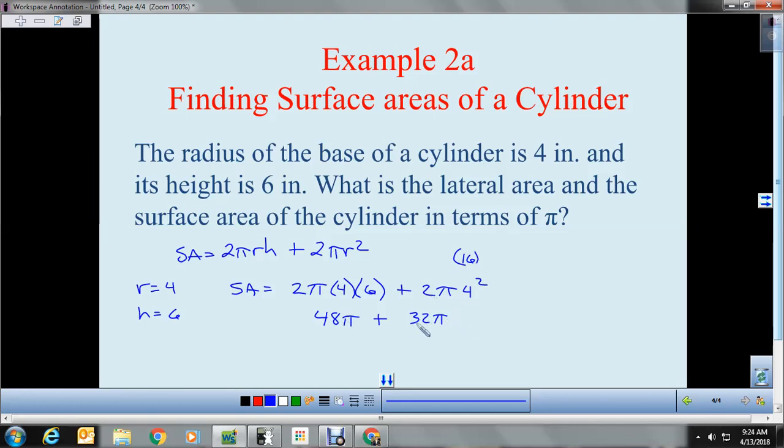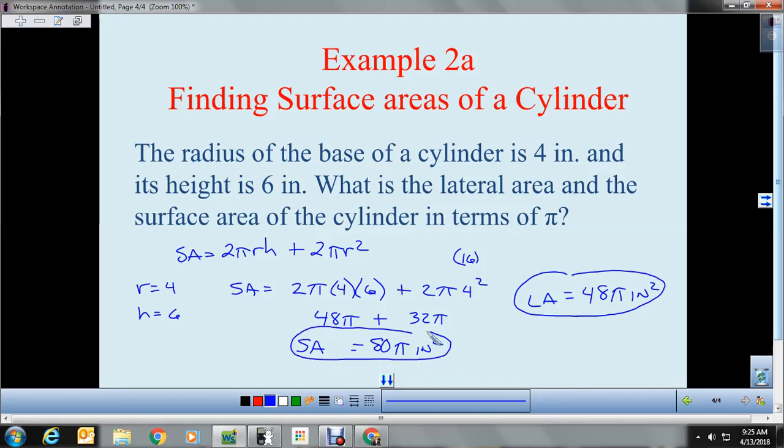Since they both have pi, we can now add them. 48 and 32 is going to give us 80 pi. So this is our surface area. And these are in inches here, so this will be inches squared. The lateral area is going to be the part over here in the beginning, which is going to be 48 pi, which will be inches squared as well. So those are our two answers. Because the lateral area is used in the surface area formula, we'll just do the surface area and identify this as our lateral area.